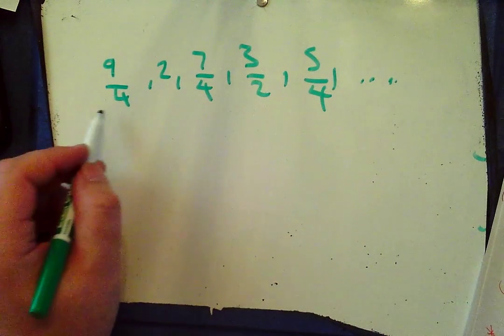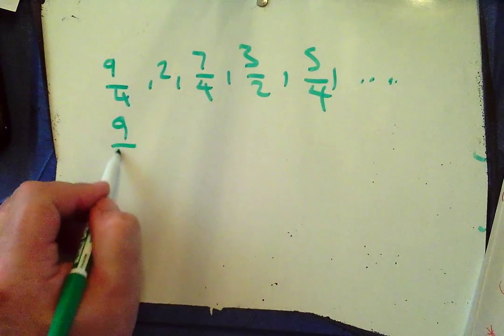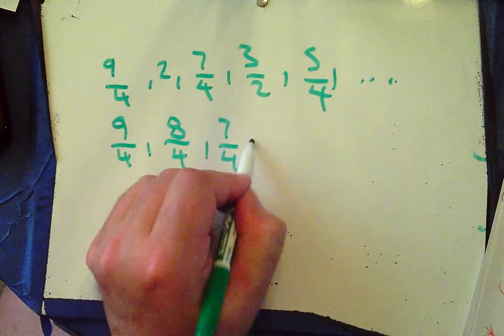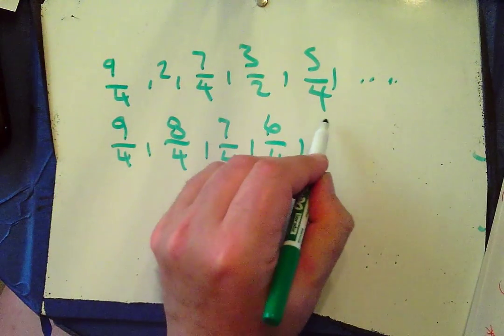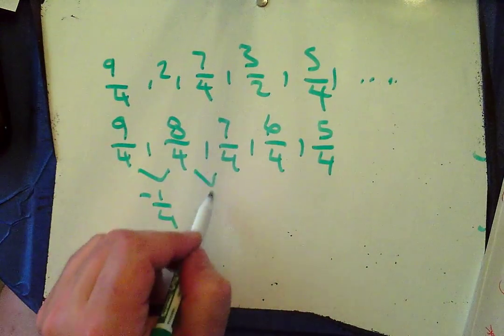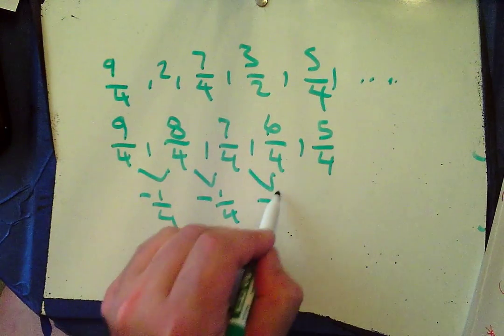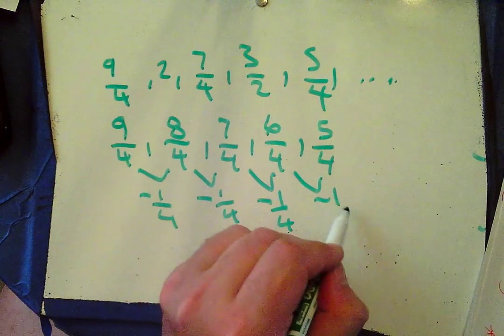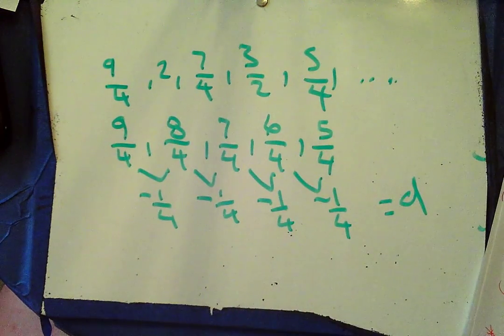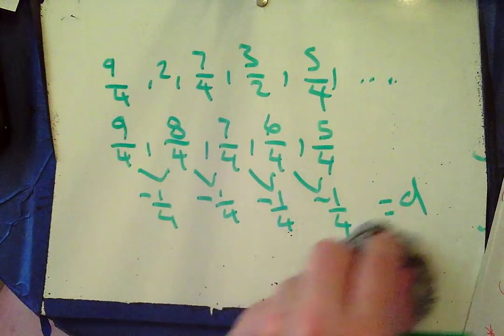Welcome back. So in order for me to check, I really want to make some common denominators. And when I make common denominators, I see pretty quickly that we're going down by 1/4 each time. So the common difference is 1/4. And so therefore, since there is a common difference, this is an arithmetic sequence.